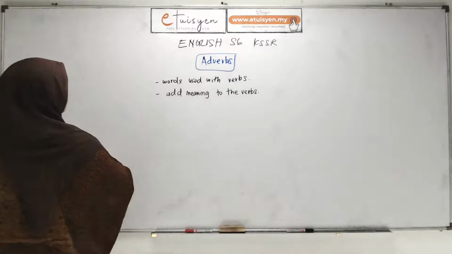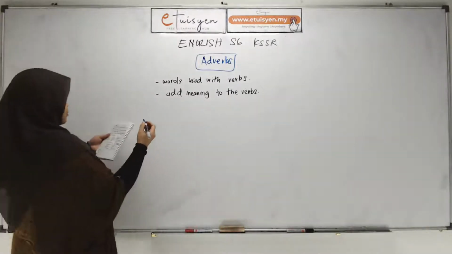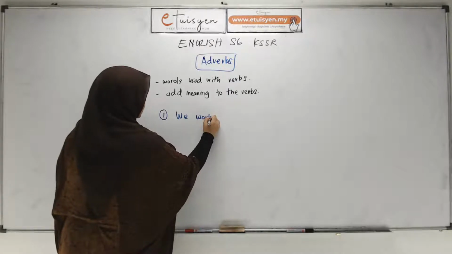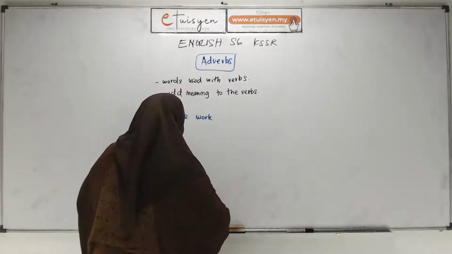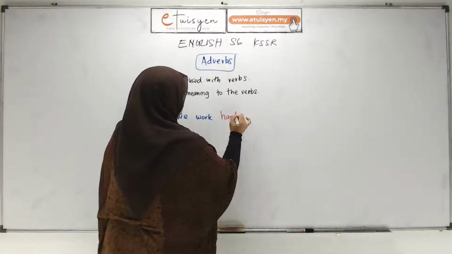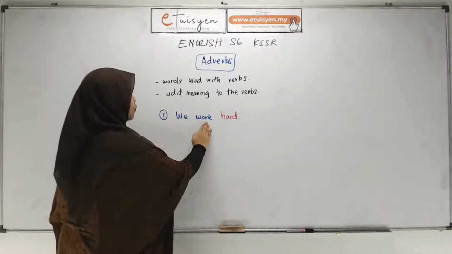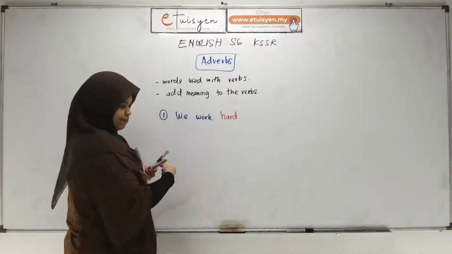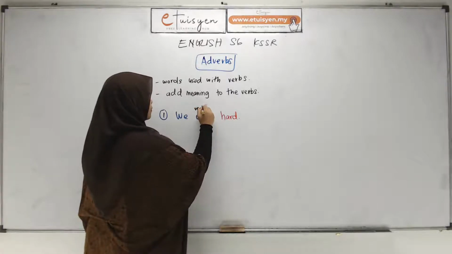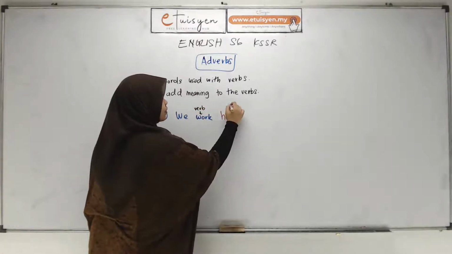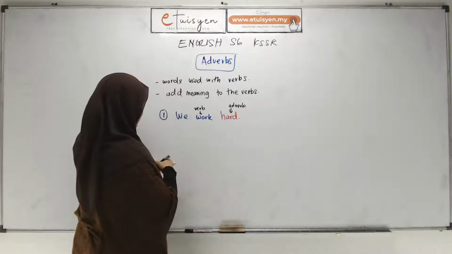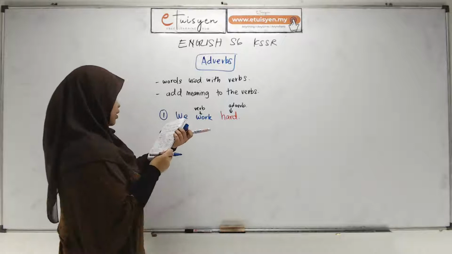Let me give you some examples. So, contoh-contohnya macam, okay, this one. We work hard. So, untuk contoh ni, we work hard. This is your verb. Okay? This is your verb. And this is your adverb. Right, let me give you two more examples. We work hard.